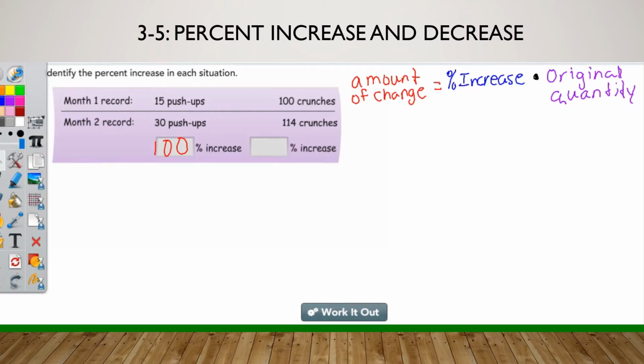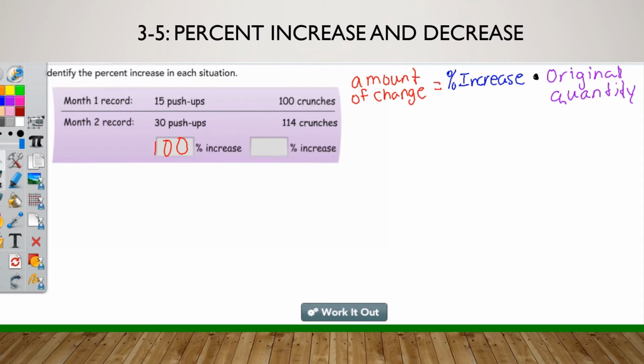Now we can start working on crunches. Before we figure this out, we have to know how to figure out if the answer is going to be a percent increase or decrease. Now we look at the 100 from month 1 to the 114 from month 2. We know going from 100 to 114 is an increase. So this will let us know it's a percent increase. Even though it says it right here, all questions will not let you know if it's a percent increase or decrease. You will have to figure that out.